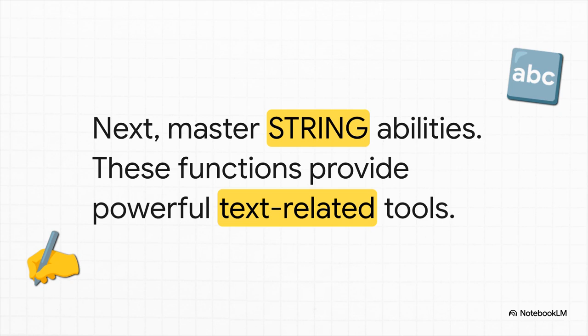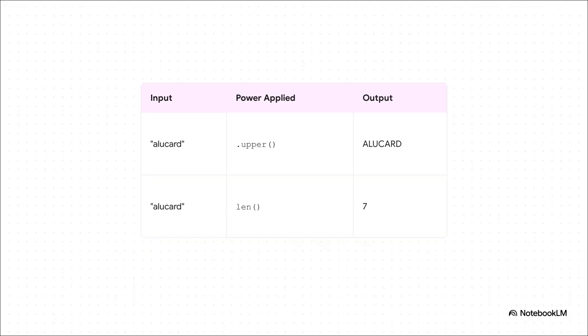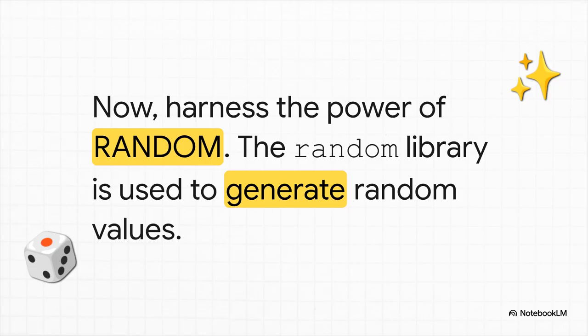Okay, ability number 2. Let's master our string abilities. We're talking about working with text. And text is, well, it's everywhere. Social media, search bars, you name it. So these tools are absolutely essential. And you can see just how simple these are to use. Let's take the input a la carte. You apply the .upper power, and boom, it's all caps. What if you want to know how long it is? Just use the len power, and it tells you 7. See? The names of these functions tell you exactly what they do. Super intuitive.